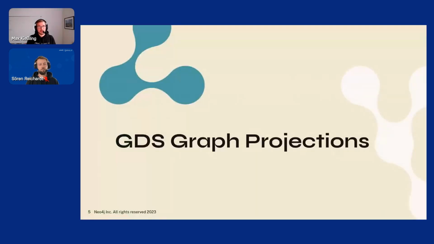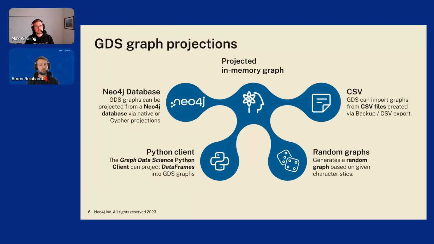So in this talk, we will mainly focus on GDS graph projections and how we can actually create GDS graph projections from data that lives anywhere but Neo4j. Today, there already exist a couple of methods that allow you to create GDS in-memory projections. Most notably, of course, we can project GDS in-memory graphs from any Neo4j database. That is possible via either native or Cypher projections.